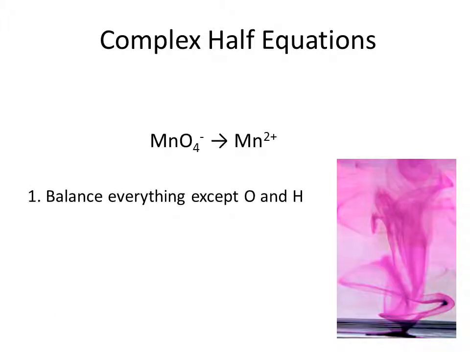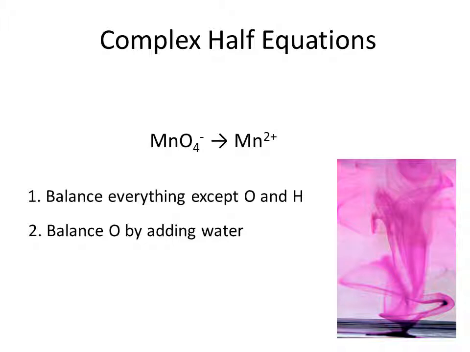Another example of this sort of balancing is the conversion of the permanganate ion into manganese 2 plus. Remembering our steps again, the first thing is to balance everything except the oxygen and hydrogen. Well, in that case we just have the manganese to balance, and in this case there's 1 on each side, so that's fine.